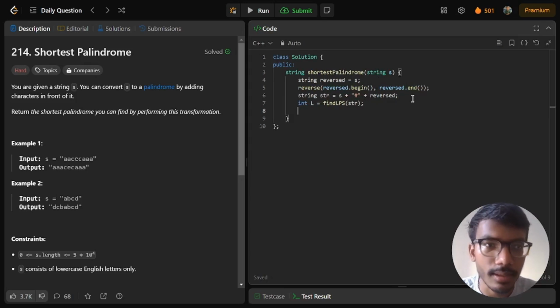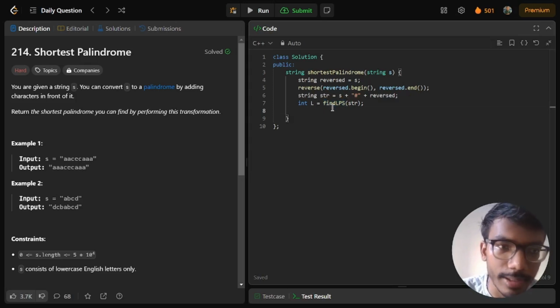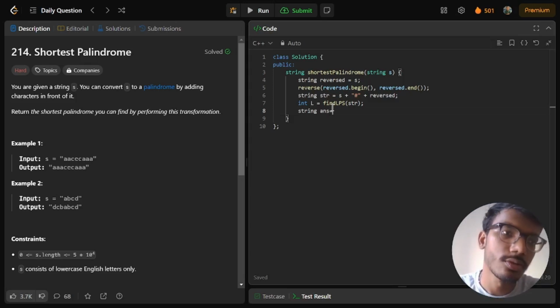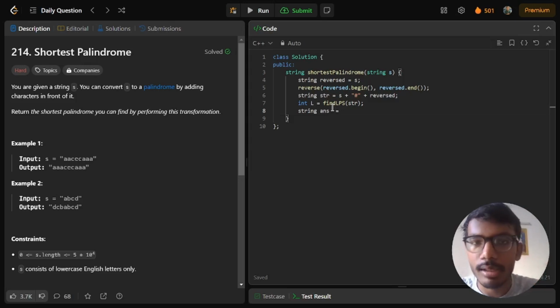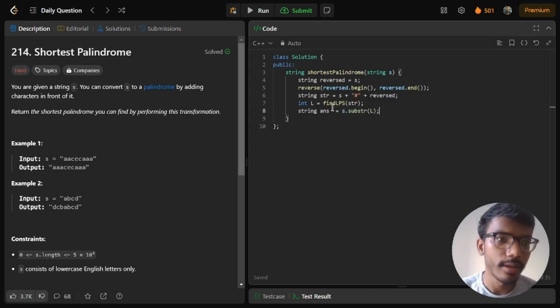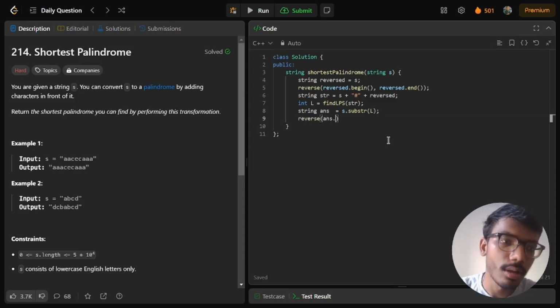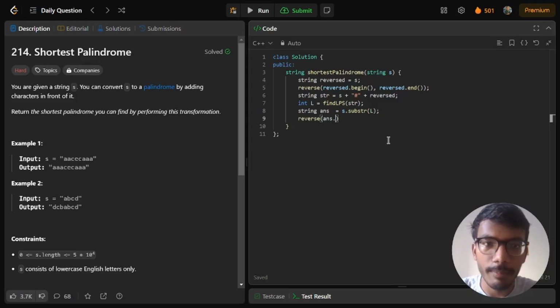I'll assume that this is a black box, and I'm getting an LPS value here. Now what I'm trying to do is build the string answer. I am picking the back part, starting from the LPS value L up to the last index, the unnecessary part, right? So it is s dot substring starting from L up to the end. Now I'm reversing it because I want the back characters to be appended to the front in reverse fashion. That's how I will build my palindrome, right?